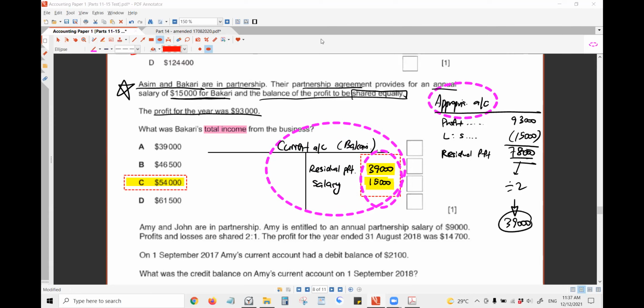Do we need an income statement here? No, they have given us the figure. Why do we still need an income statement? They have done it for us. They have given you the last figure of the income statement, 93,000.